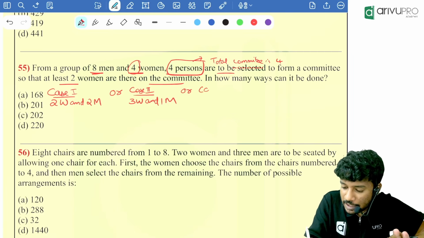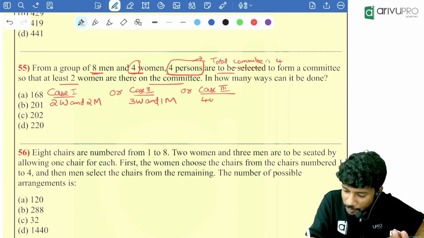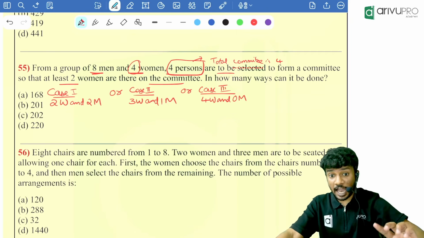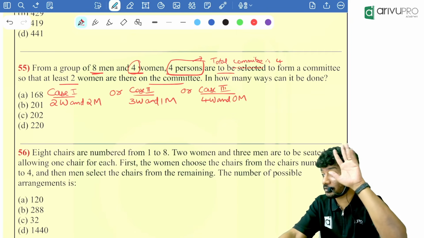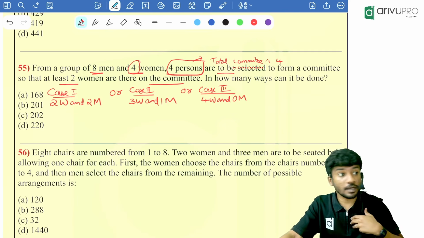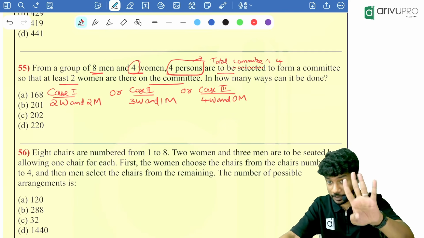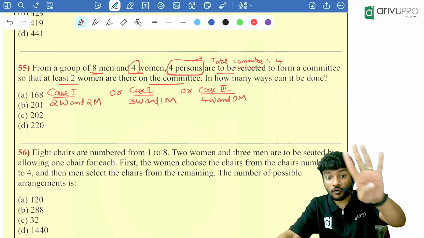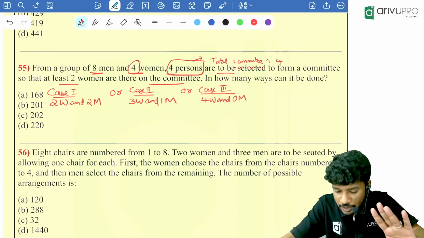Or case 3. Can anyone tell me case 3? 4 women and how many men? 0 men. If I add 1 man, the number of people in the committee will be what? 5. The company can't take it. The company can have only how many in a committee? 4 people in a committee.